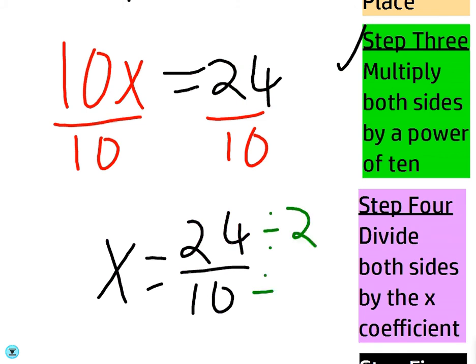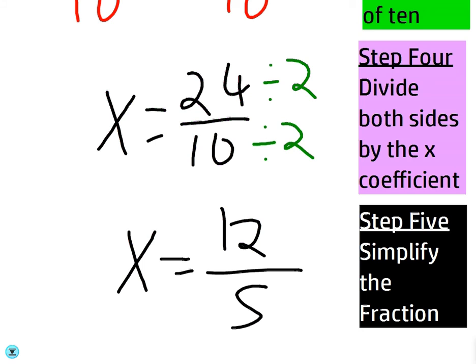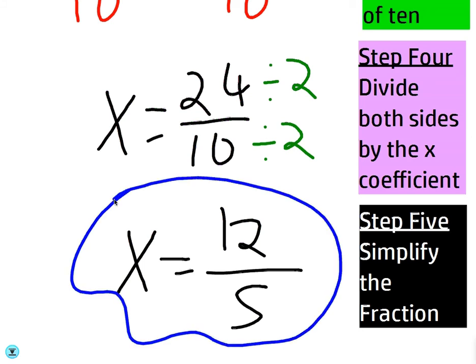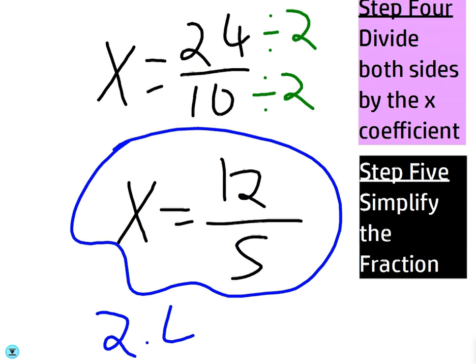Final answer? Yes? Okay, so we just have to find out the top number. 12 over 5. So therefore, the original one, 2.4, is just 12 over 5. But yeah, you've got to reduce it once you figure out what that bottom number is.